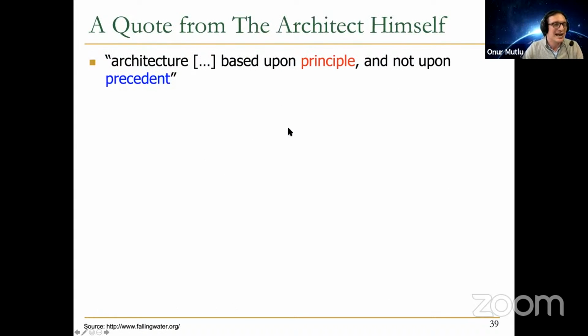Okay, let me describe the principled design that this architect had in mind. This is Frank Lloyd Wright. Frank Lloyd Wright actually had a lot of opinions. He was a very hard-headed architect, if you will. But clearly, he created a lot of great designs. And he said architecture should be based upon principle and not upon precedent. And this was one of his biggest opinions.